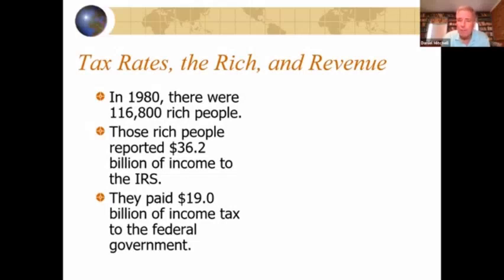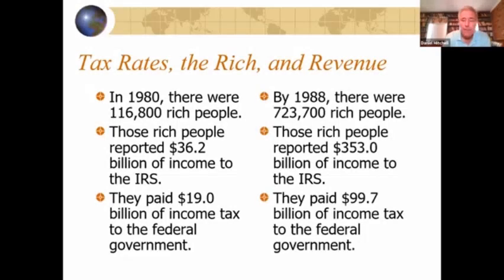And again, my left-wing friends said that's not fair. The government won't get revenue. The rich won't pay enough. Well, if we go to the 1988 Statistics of Income Bulletin, we can actually see what happened for people making more than $200,000 a year. And what happened? All of a sudden, there were a lot more rich people. They earned and reported nearly 10 times as much income, and the government collected nearly 5 times as much revenue. In other words, this is an example of the Laffer curve on steroids.